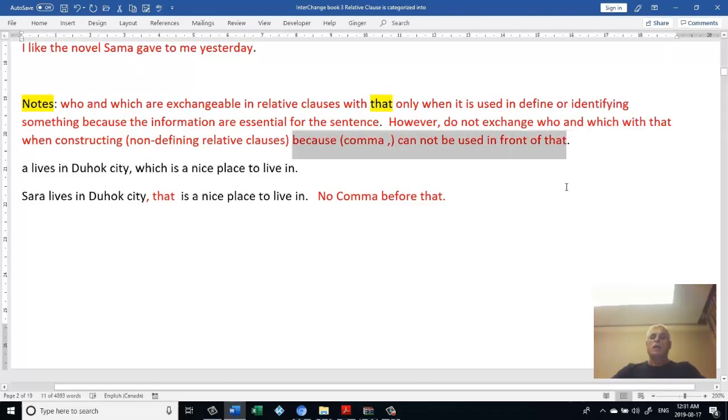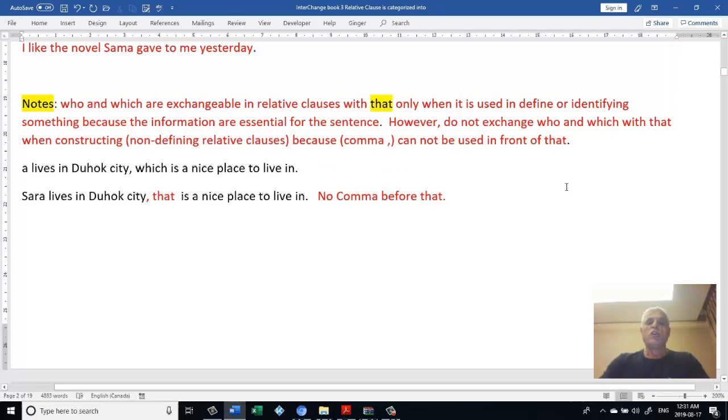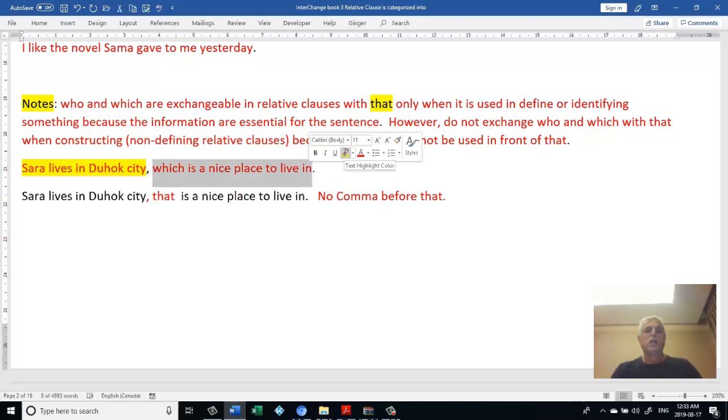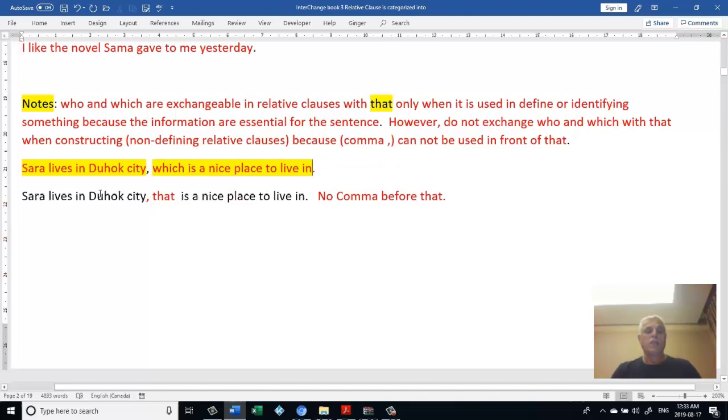That's the difference, because we said we have two kinds of relative clauses. We have defining, sometimes we say identifying, then we have non-defining. For the non-defining, we put a comma, because we cannot put a comma in front of that. That's the reason we cannot switch who or which with that. I live in Dog City. Because Dog City is known, then we say which is a nice place to live in. Here, if you see, we put a comma because this is non-defining, because we know Dog City. Sarah lives in Dog City, which is a nice place. You could say Sarah lives in Dog City, a nice place to live in. Sarah lives in Dog City, which is a nice place to live in. Because this is non-defining, because we don't need this, for that reason we put a comma here.